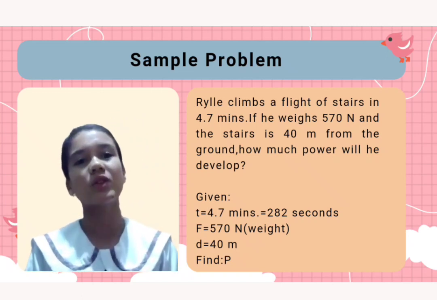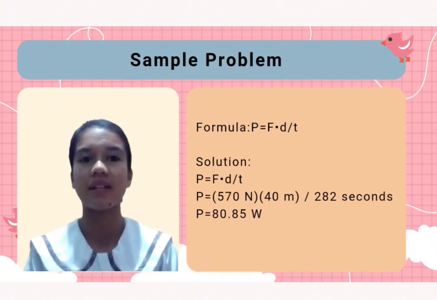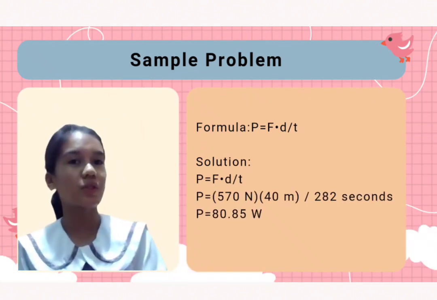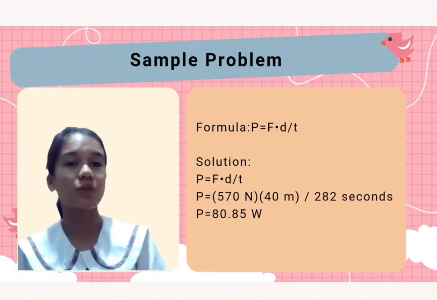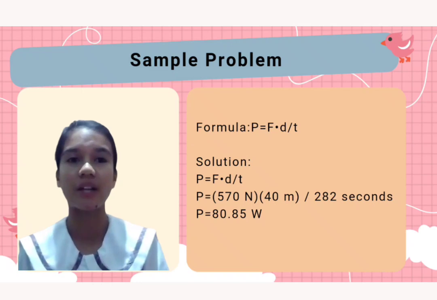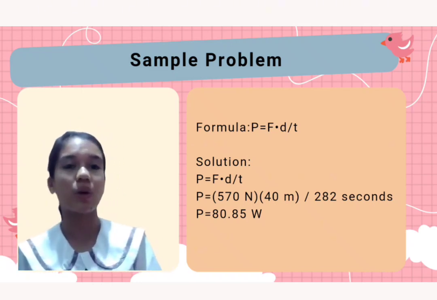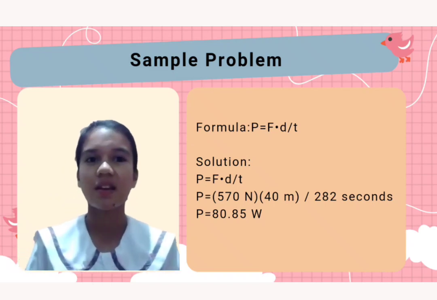And the formula to use is P is equal to force times distance divided by the time. So the solution is P is equal to 570 N times 40 meters divided by 282 seconds. So the answer is P is equal to 80.85 watts.